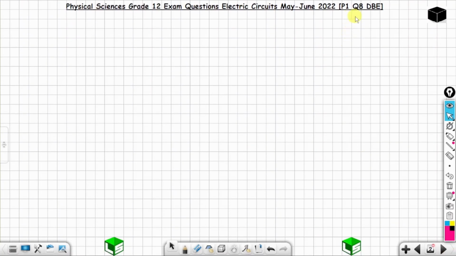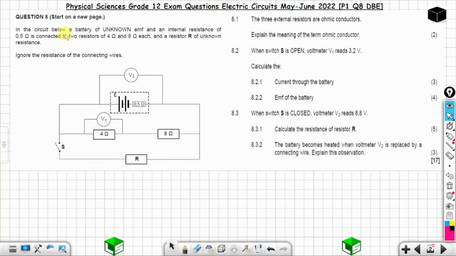Okay, question 8 from May-June 2022, past exam. This question is on electric circuits. Okay, this is the question.